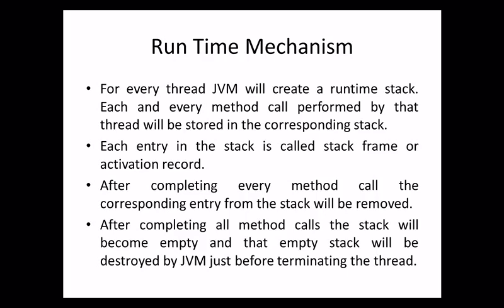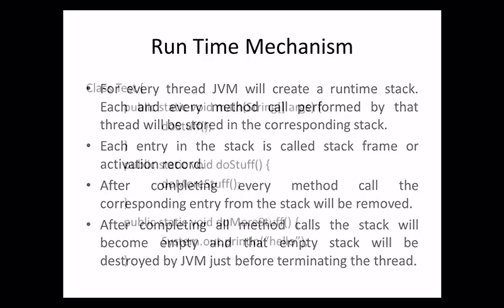As we know, for each and every thread, JVM will create a runtime stack. Each and every method call performed by that thread will be stored in the corresponding stack. Each entry in a stack is called a stack frame or activation record. After completing every method call, the corresponding entry from the stack will be removed. After completing all method calls, the stack will become empty and that empty stack will be destroyed by JVM just before terminating the thread. Okay, let's take one example.